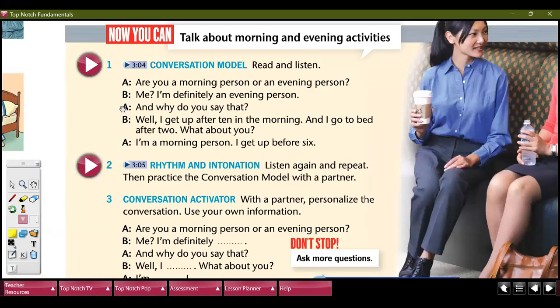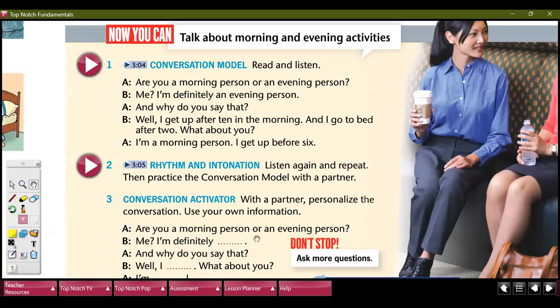Me, definitely an evening person. And why do you say that? Well, I get up after 10 in the morning and I go to bed after 2. What about you? Okay, so what do you think?